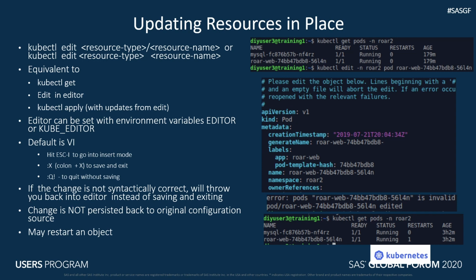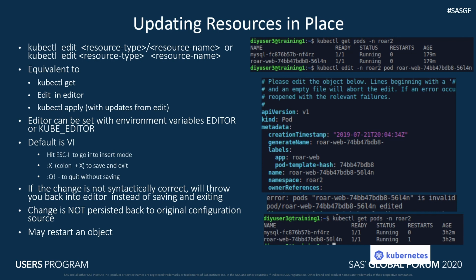So we can say kubectl edit, the resource type, deployment, service, whatever, and the resource name. Basically this would give us a way to bring up that object in an editor for us. We can configure the editor with the KUBE_EDITOR variable. Then we can go in, edit the thing, make changes that we need to, and save it. When we save it, Kubernetes will validate whether or not it is syntactically correct. If it's not, it'll throw you back into the editor instead of saving and exiting.